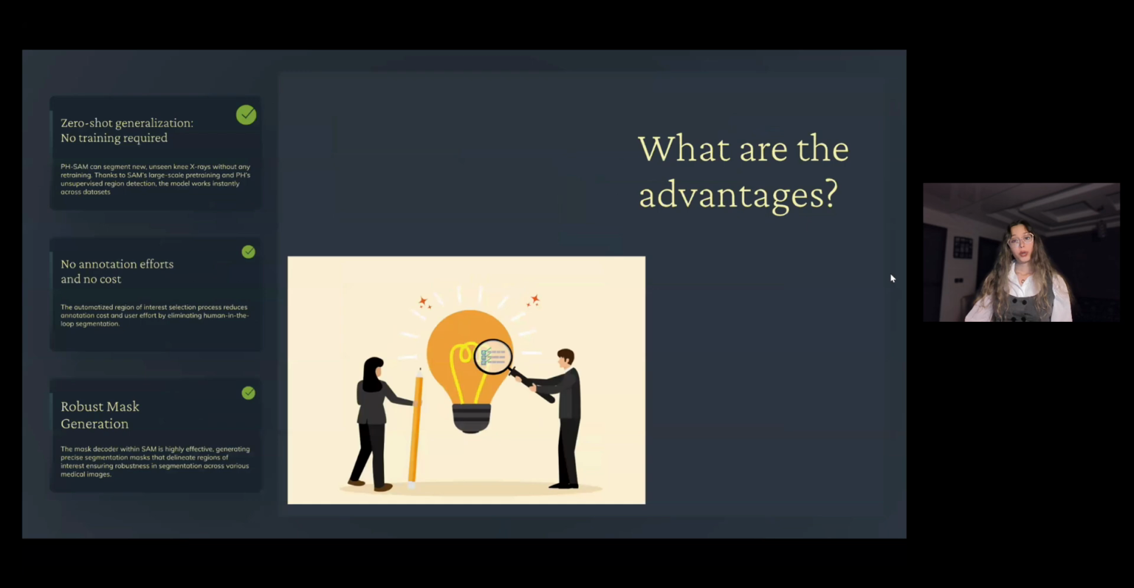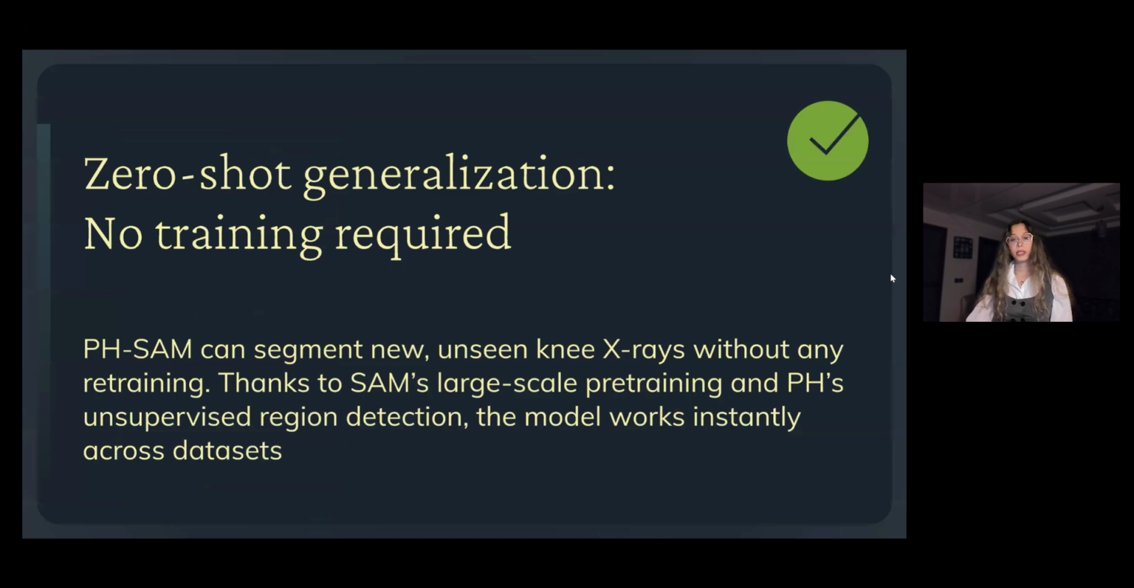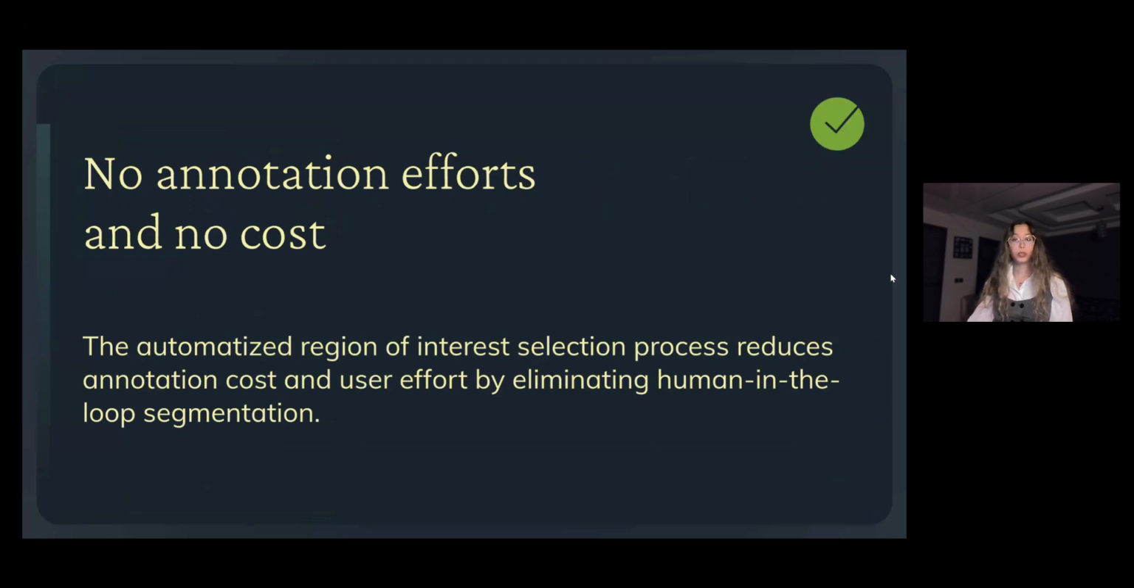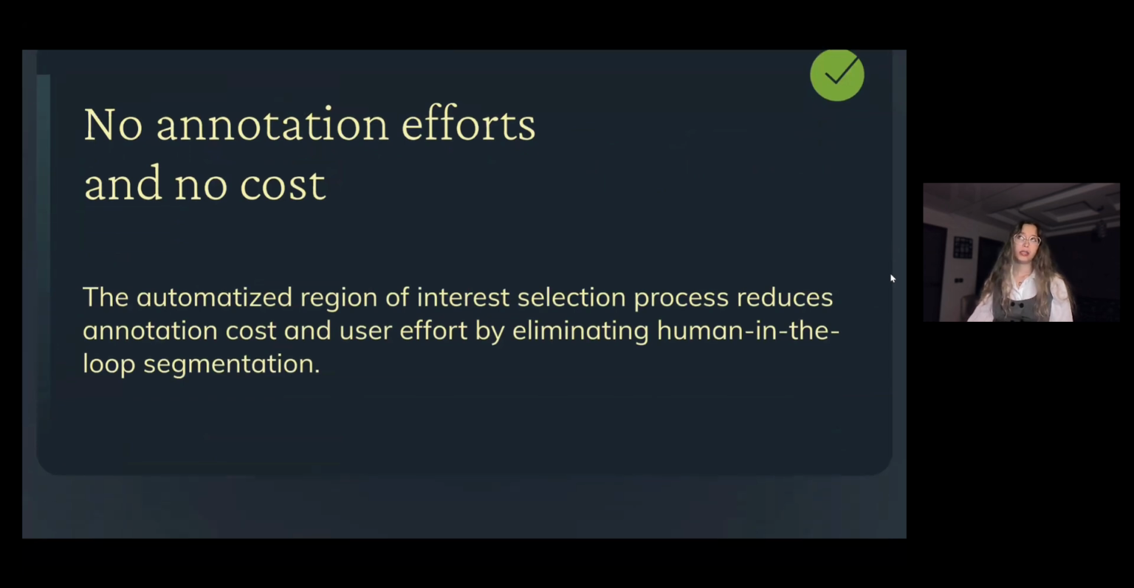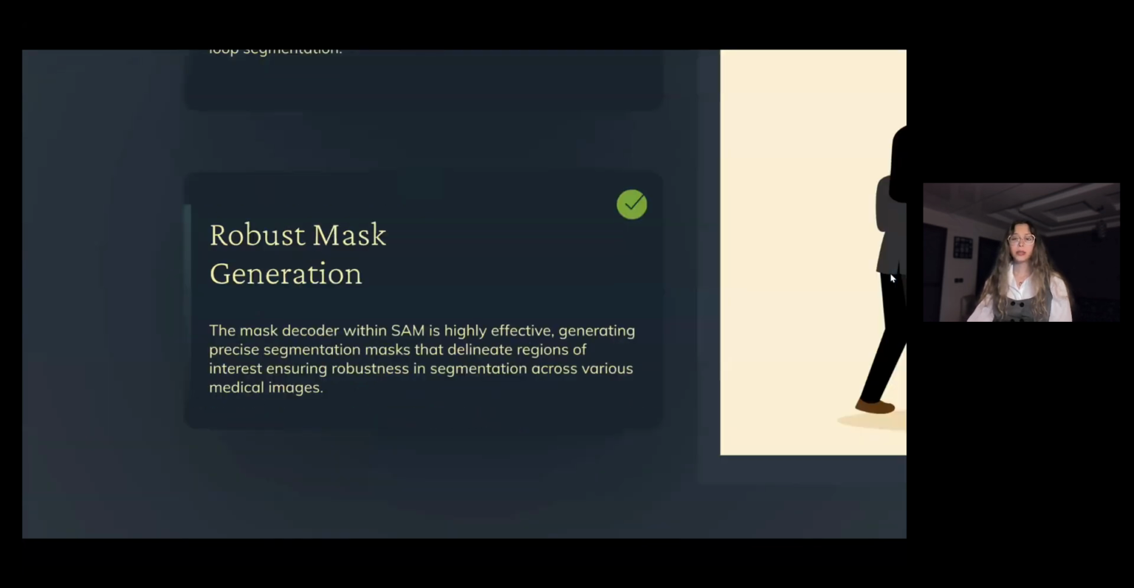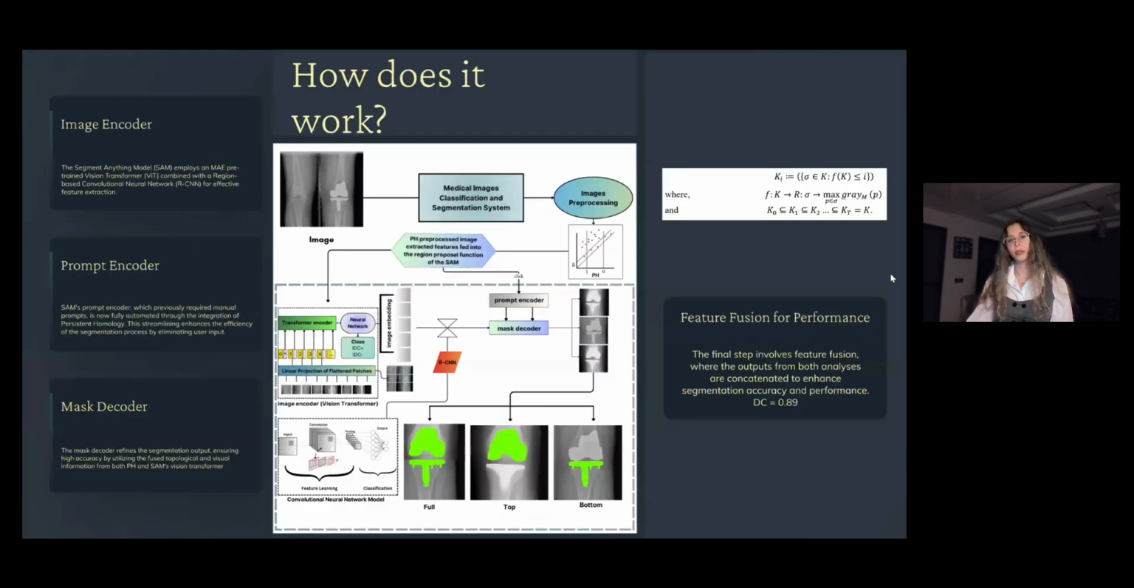Unlike traditional models, PHSAM offers the following advantages. It does not require annotated training data, thanks to its topology-driven unsupervised detection. It is capable of zero-shot generalization enabled by SAM's massive pre-training. It reduces annotation costs and user efforts by eliminating human-in-the-loop segmentation. And lastly, it offers robustness across different imaging conditions, implant types, and contrast levels. That makes it highly adaptable for both clinical and industrial applications.